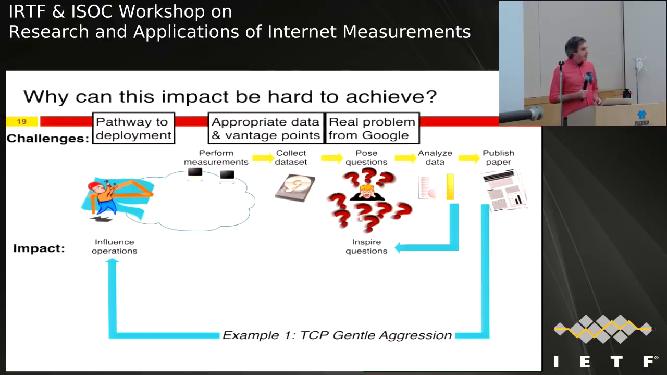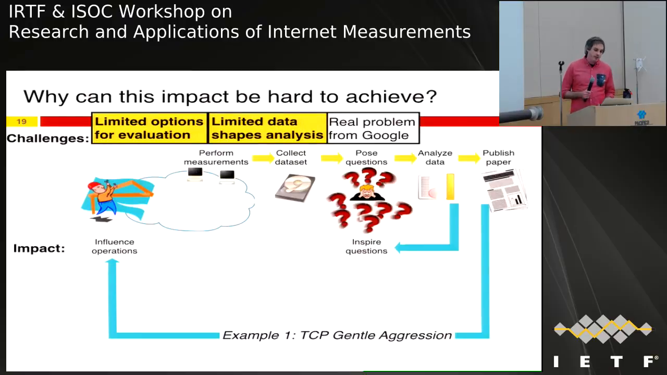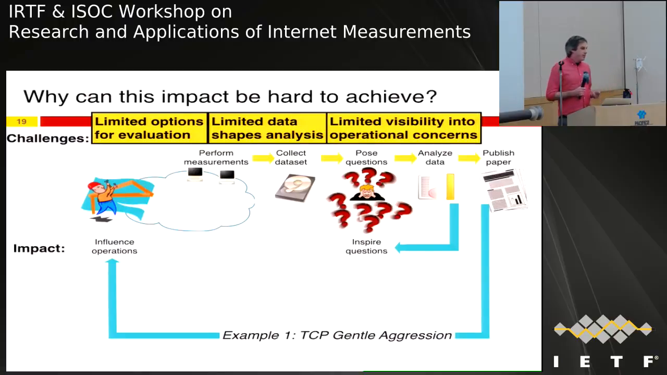So why can this impact sometimes be hard to achieve? Well, often in my academic research, I don't have the ability to actually change code at Google servers around the world. And instead, I have limited options available for evaluation. I can't necessarily always collect traffic from all of the vantage points of Google servers around the world. And instead, the data that you have access to ends up impacting the analysis that you do. And then we don't always have great visibility into the operational concerns to even know which problems to go after in the first place.